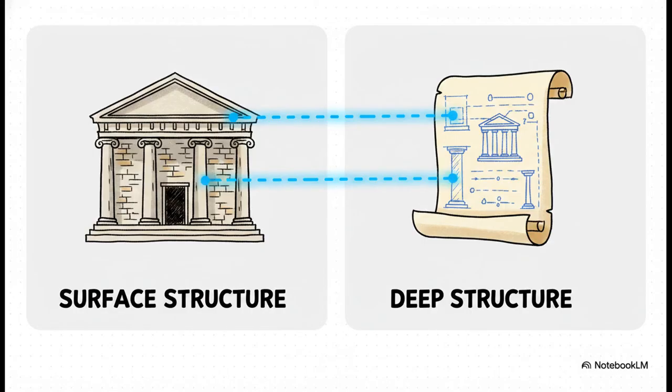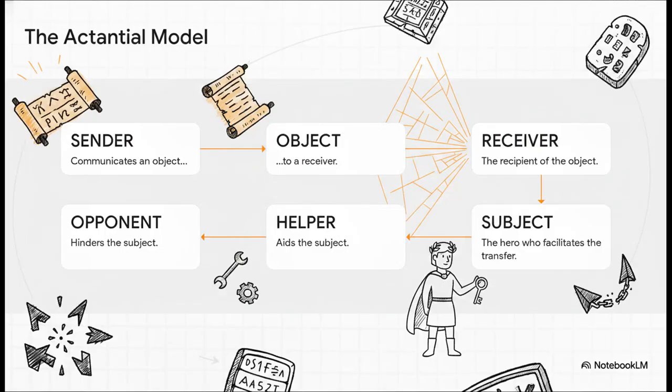Think of it this way. The surface structure is the specific building you're looking at. The bricks, the windows, the style of the door. But the deep structure, that's the architectural blueprint that dictates the fundamental design. A blueprint that might be shared by tons of different buildings. Okay, so how do they find this blueprint?